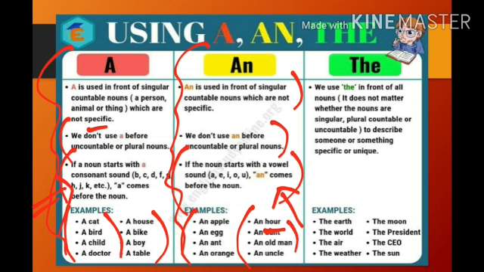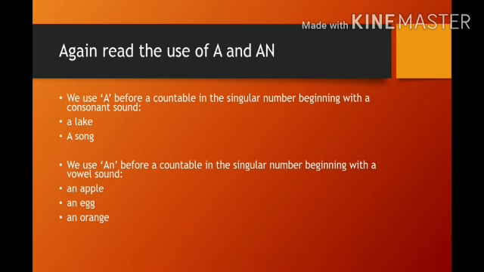Okay. So now let's summarize where to use a and where to use an, and then we will read about the. We use a before a countable in the singular number beginning with a consonant sound. As I have already told, a is used before any countable in the singular number with a consonant sound. Like a song. We use an before a countable in the singular number beginning with a vowel sound. An apple, an egg, an orange.